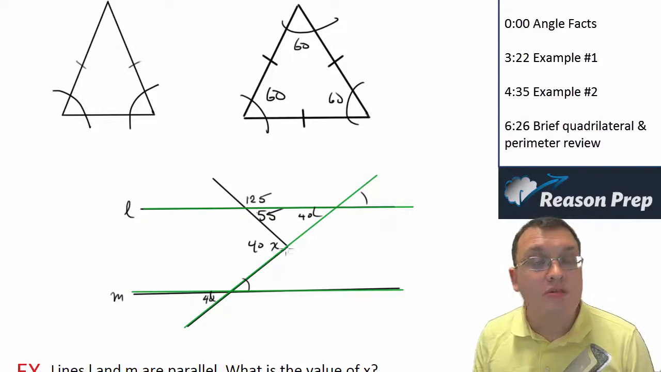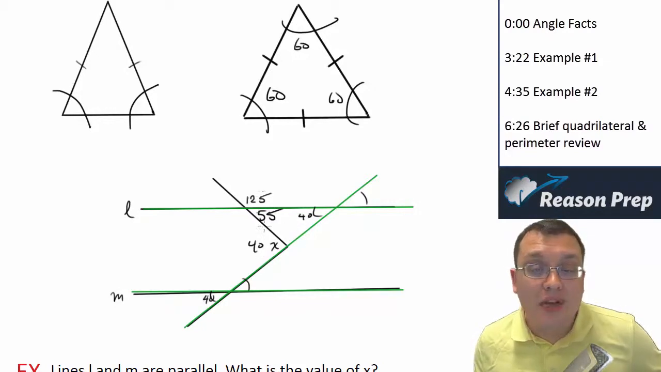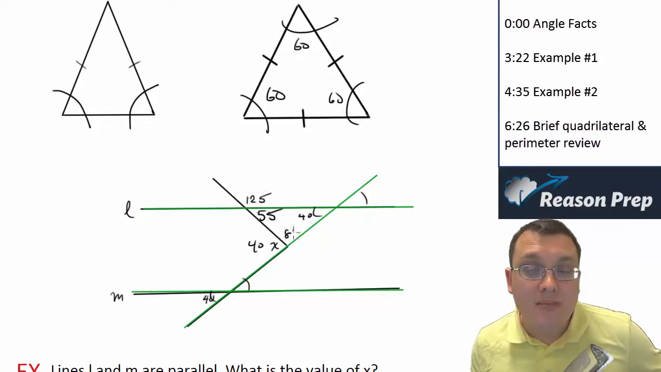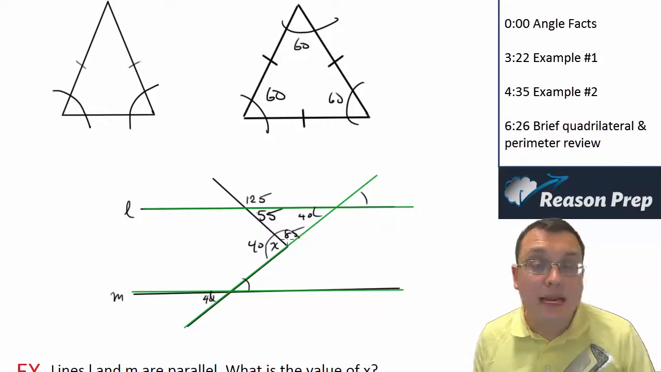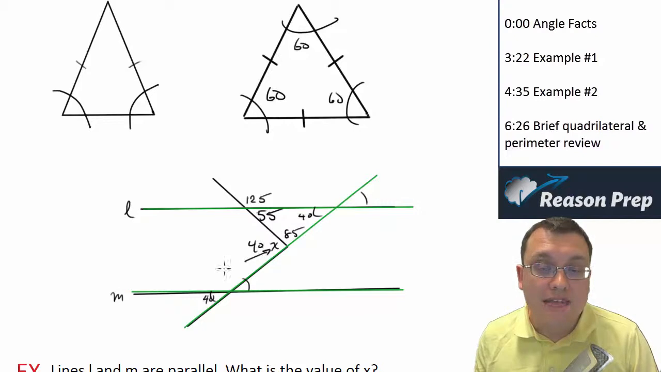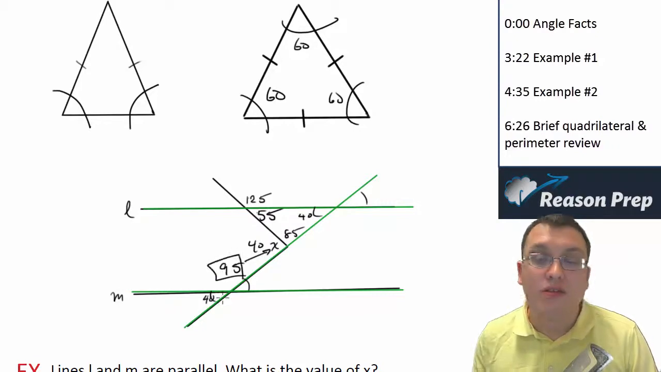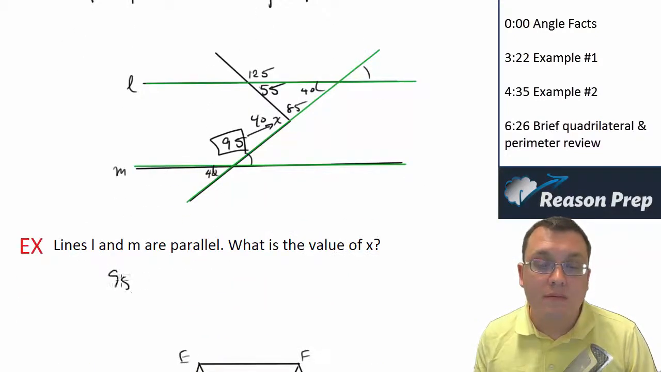We know these three angles have got to add up to 180. So that adds up to 95. That must be 85. And now finally, these two angles must add up to 180. So that means x is going to end up being 95 degrees. And that would be our answer.